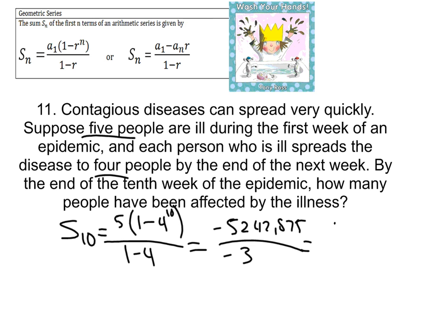So how many people have it? 1,747,625. About 1.7 million people are sick after 10 weeks. That's a quick spreading disease. All right, that's all I got. Come talk to me with questions. This is not an easy section, so please do what you can to understand it.